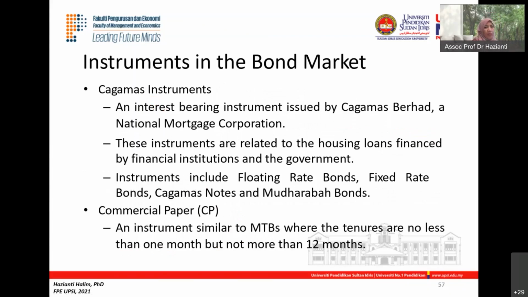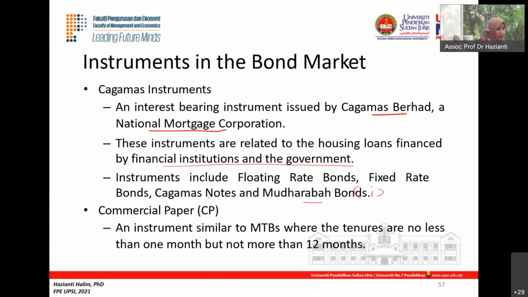Cagamas instrument. Here again, this is Cagamas Berhad. Cagamas Berhad is our National Mortgage Corporation. So also a good place for you to go. Cagamas, as the name suggests, is Malaysian. The instruments are related to housing loans financed by financial institutions and the government. This is also a bond, the Cagamas bond. So instruments include floating rate bonds, fixed rate bonds, Cagamas notes, and Mudarabah bonds. So the Islamic part is also here. Okay, issued by Cagamas Berhad.